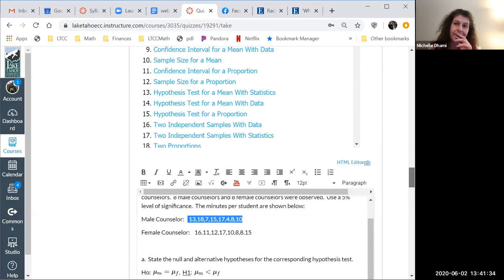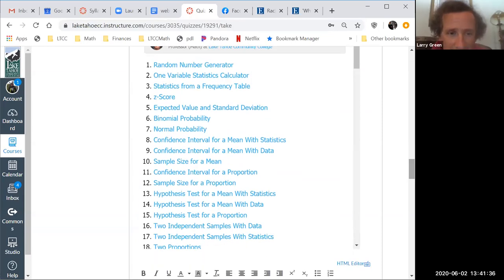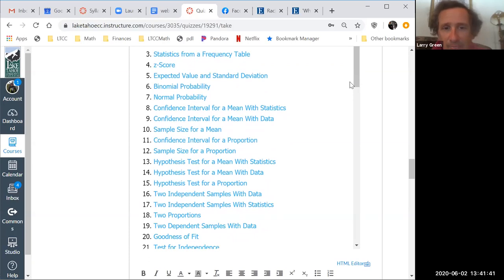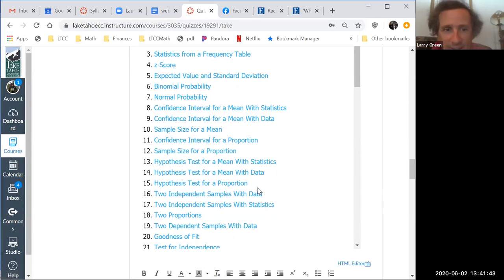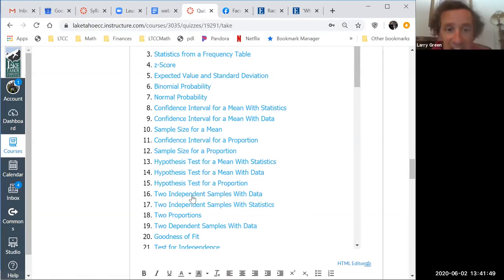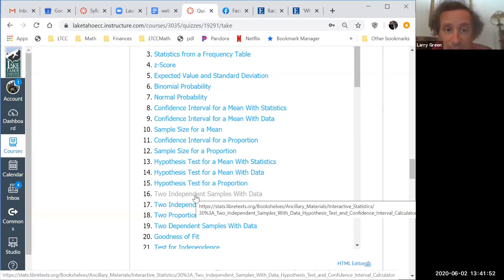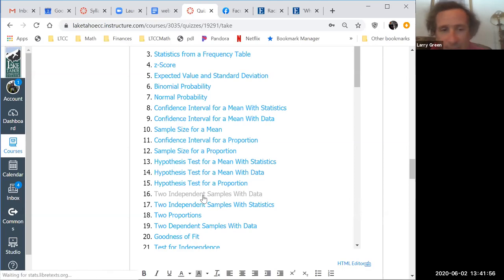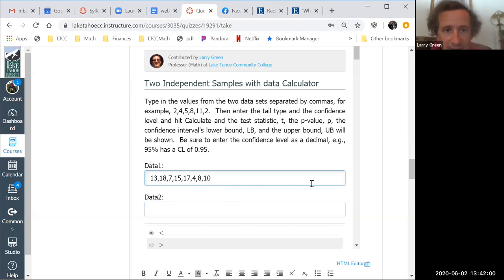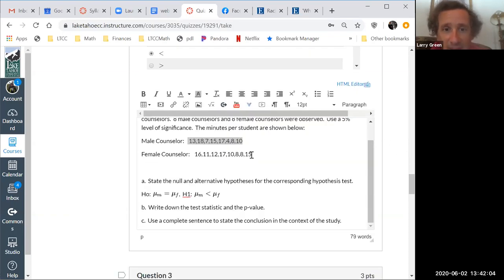Okay, so now I'm going to go to a calculator, and which one is it? What number? 17. No. 16. Yeah, this one's 16 because we have data. So it's 2 independent samples with data. And I'm going to paste. And then I can do the same thing with the female.